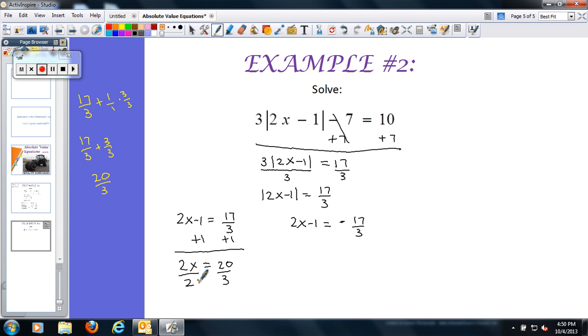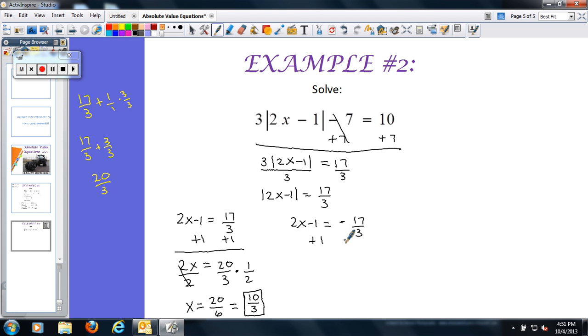Now I'm going to divide by 2. But remember, dividing by any number is the same thing as multiplying by that number's reciprocal. So instead of dividing by 2, I'm going to multiply by the reciprocal of 2, which is 1/2. I get x equals 20 times 1 is 20, and 3 times 2 is 6, which I can then simplify by 2, which gives me 10 over 3. And here would be my first answer.